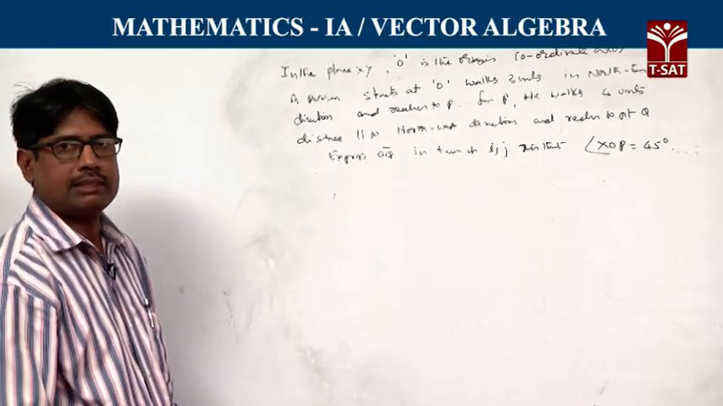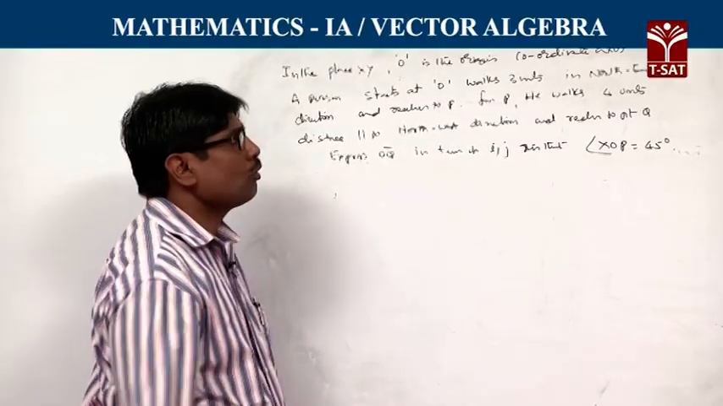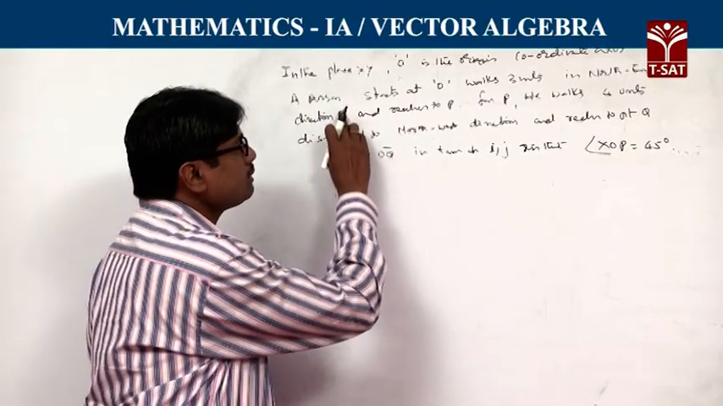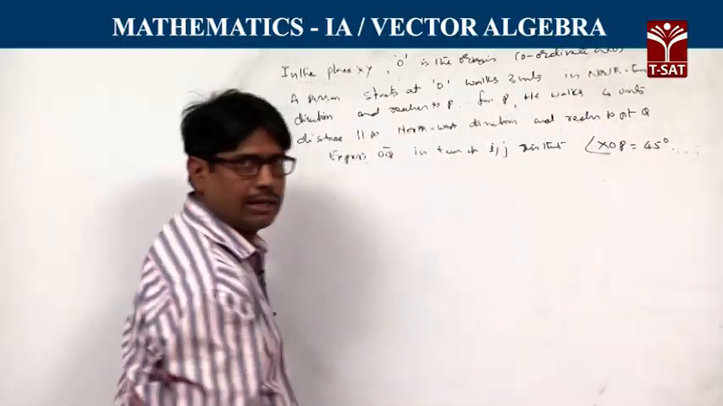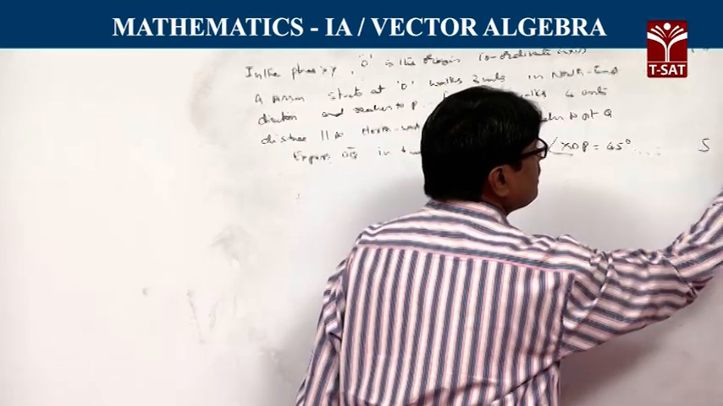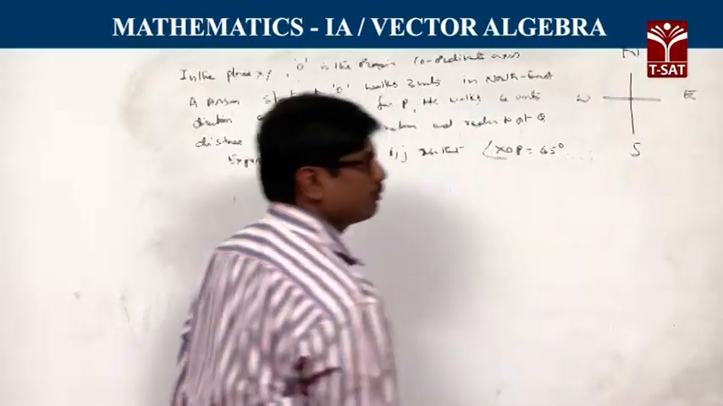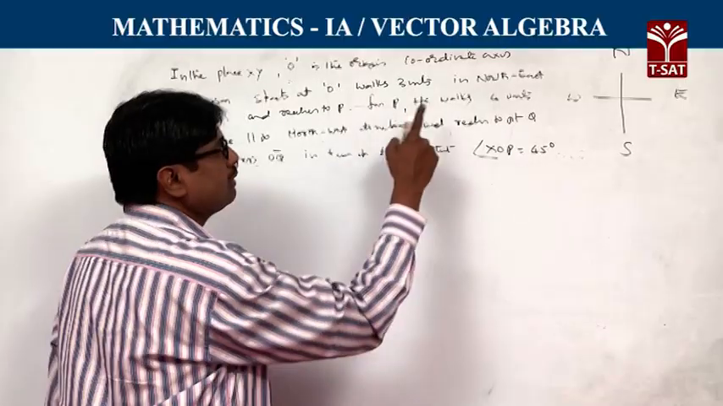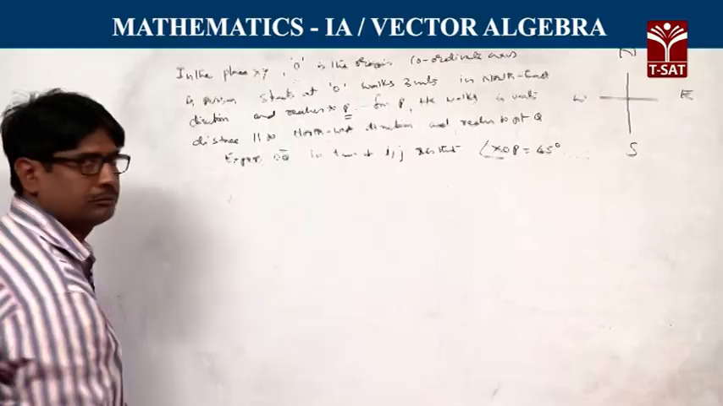In the Cartesian plane x, y, O is the origin with respect to the Cartesian coordinate axis. A person starts at the origin O and walks 3 units in the northeast direction. Generally, these will be north, south, east and west. A person walks 3 units in the northeast direction and reaches point P.